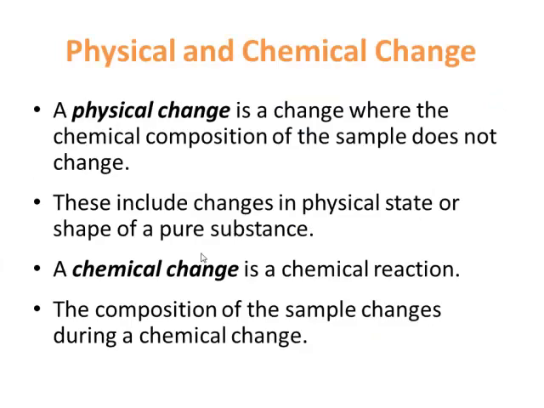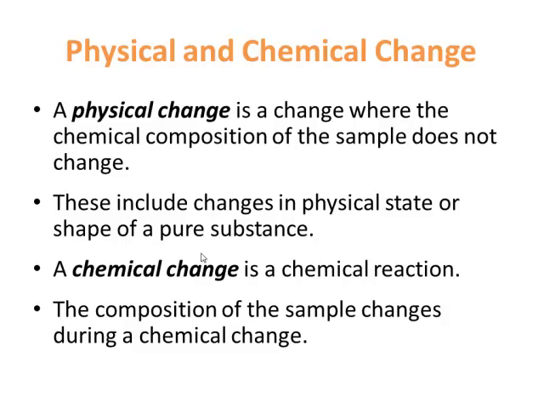All right, now we're on to changes. So we just did physical and chemical properties. Now we're going to talk about physical and chemical changes. Again, these are all ways to organize matter. So another way to do it is physical change. A physical change is a change where the chemical composition of the sample does not change. It most commonly includes the change of state, going from a solid to a liquid to a gas. That's the most common example that we have of a physical change.